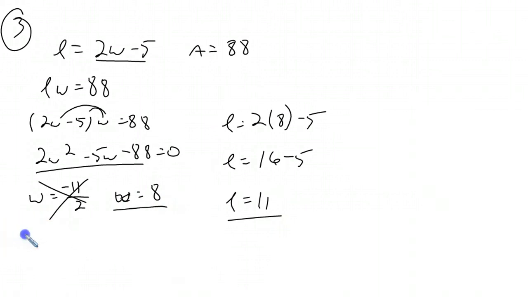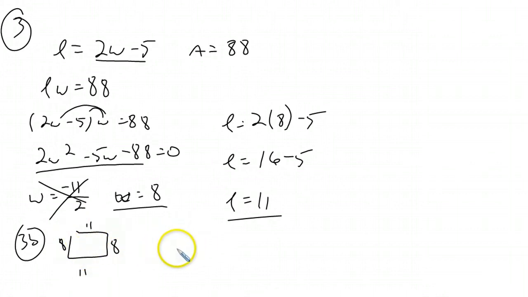And in part 3b, it asks for the perimeter of the rectangle. And since perimeter is just all the sides added up, if this is 8 and this is 11, then this is 11. And this side is 8, so I have 16 plus 22. So my perimeter will be 38.